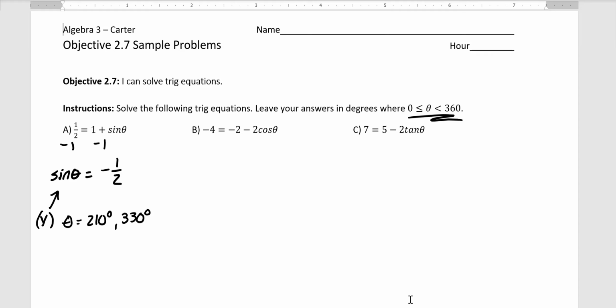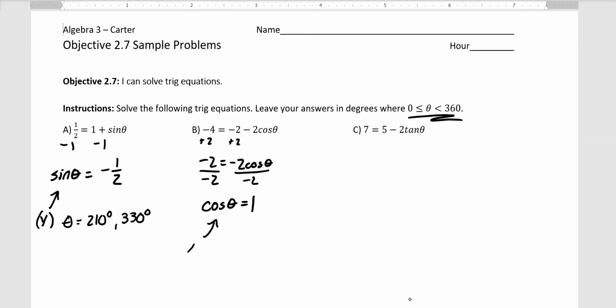All right, let's try letter B. Cosine this time. I'm going to start by adding 2. When I do that, I would have negative 2 equals negative 2 cosine of theta. I can divide by negative 2, and negative 2 divided by negative 2 is just 1. So that tells me that cosine of theta equals 1.